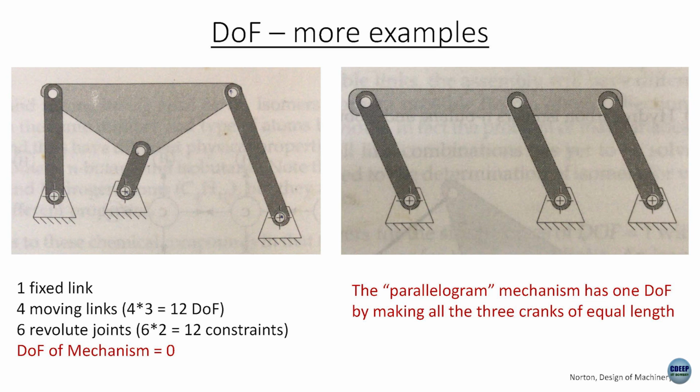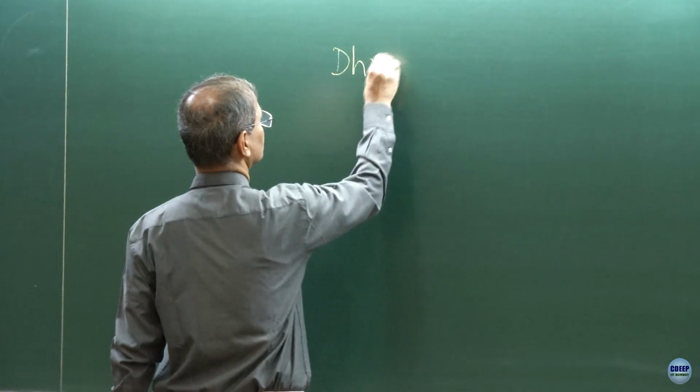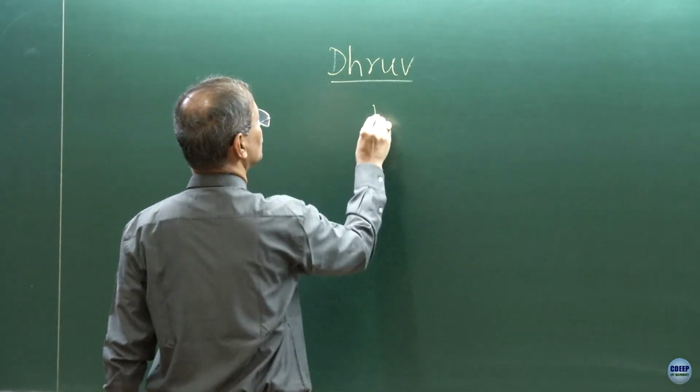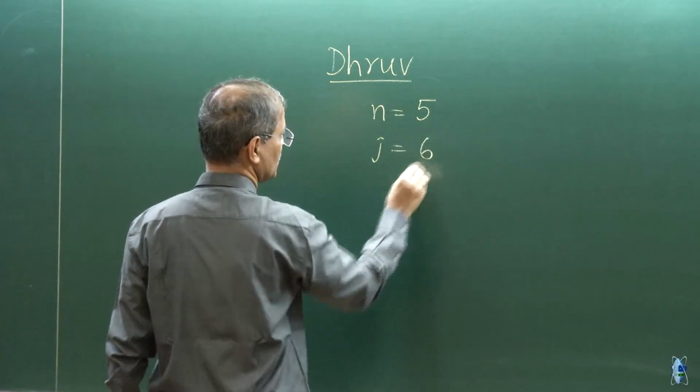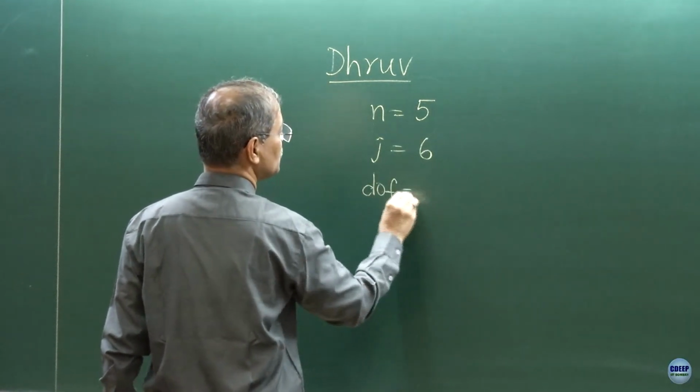1, 2, 3, 4, 5. Correct. 5 links. And? 6 joints. Okay. So, 5 links. What's your name? Dhruv. Dhruv says, number of links is 5, number of joints is 6, so degree of freedom is 3.